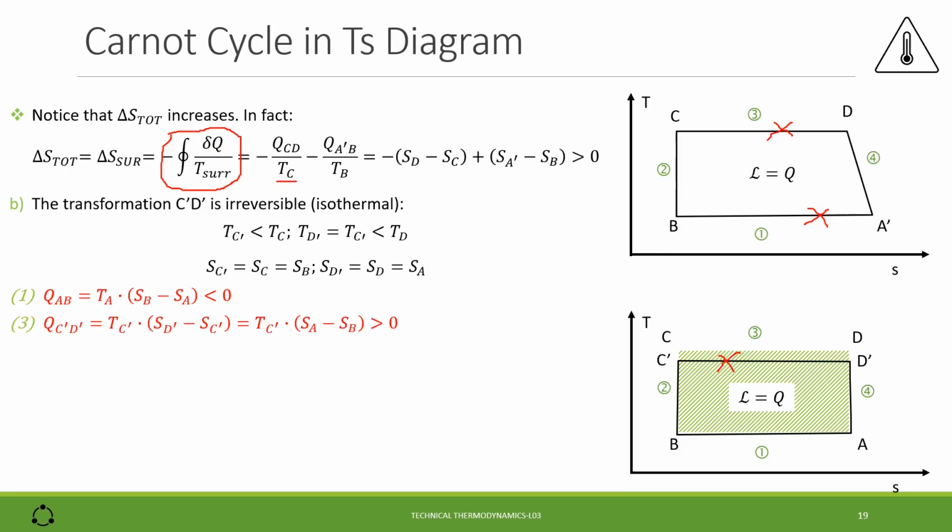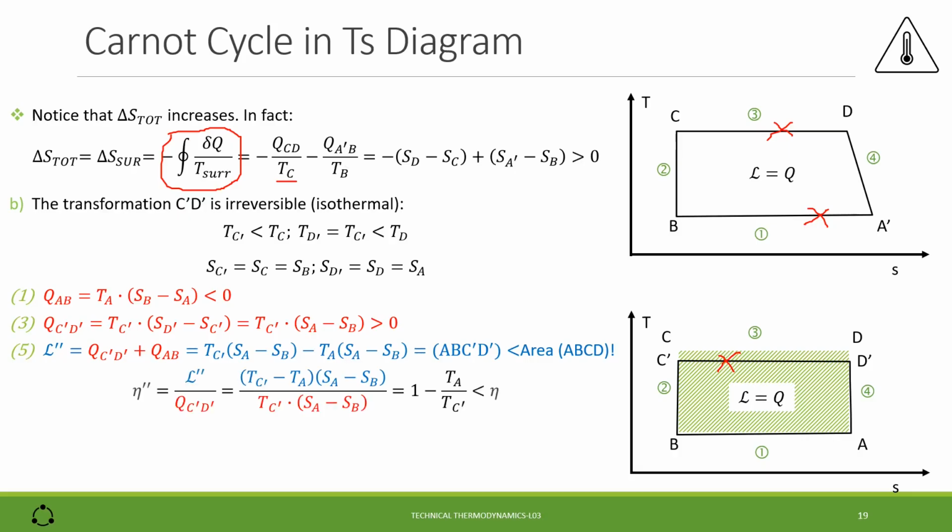The heat over transformation C'D' is the temperature in C' times the differential entropy, which has not changed, and this is positive. The new work is the sum of the heats over the transformations C'D' and AB and assumes the form in blue. We recognize this is actually the area of the new rectangle ABC'D', but this area is less than ABCD, the rectangle in the reversible case.